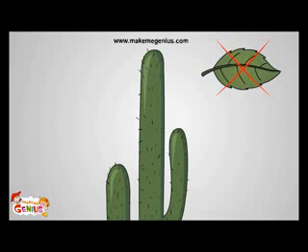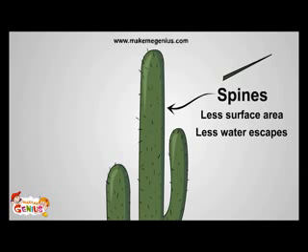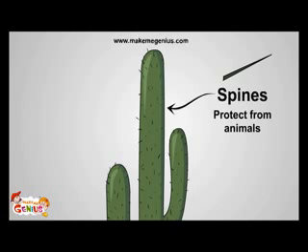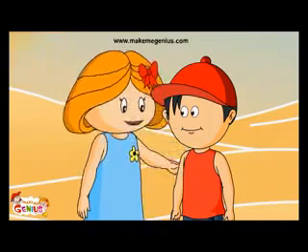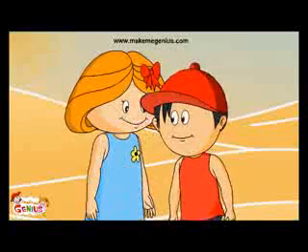Cactus doesn't have leaves as the cactus has to survive in a very dry and hot environment. Leaves have bigger surfaces like water in the bowl. So the cactus can lose more water in evaporation. So in place of leaves, the cactus has spines. Spines reduce the surface area, so less water is lost. Less surface area and less water escapes out. I see. And due to spines, no animals can eat the cactus. You are right. This adaptation in the cactus helps it to save itself from being eaten by animals.